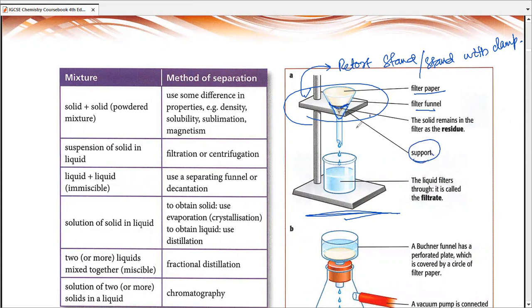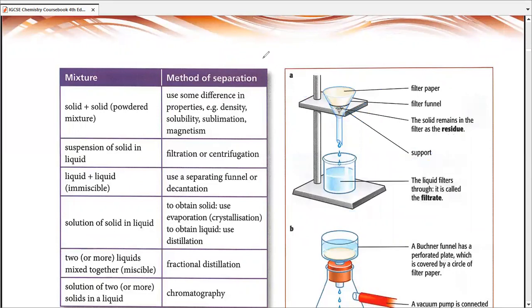We also call it support. This part is known as support. And then the solid that remains on the top of the filter is known as residue. Why is the solid not able to pass? The particles are big enough not to pass through the small pores present in the filter paper. The liquid that comes through is known as filtrate. So we have particular names for this one and this one. Make sure you use the same terminologies whenever and wherever required, right?